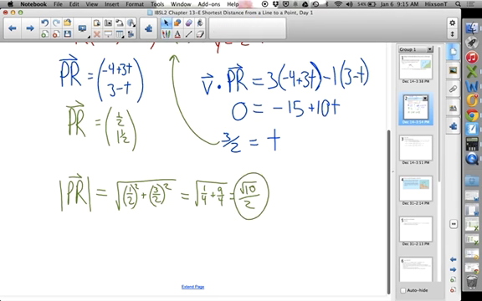Root 10 over 2. And by the way, whenever they say exactly, they're saying no decimals. Unless the decimal's exact, yeah, like 0.25. So you would just leave your answer like that. Does that make sense?